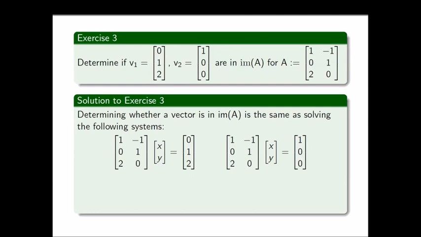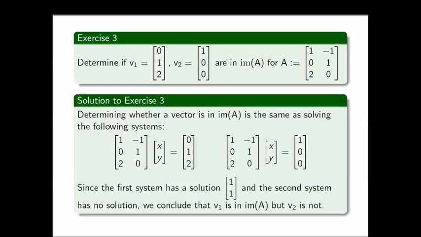So this just reduces to solving these linear systems, and you guys are very well aware of how to do that. So I'm just going to jump to the answer. When you solve them, you will see that the first system has the solution (1, 1), and the second system has no solution. So we conclude that v1 is in the image of the matrix A, but v2 is not.